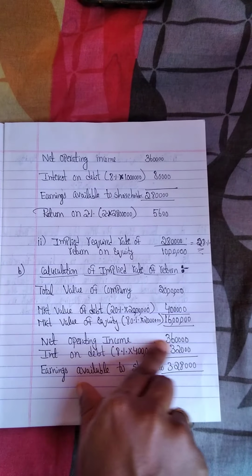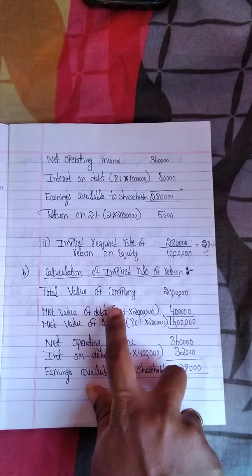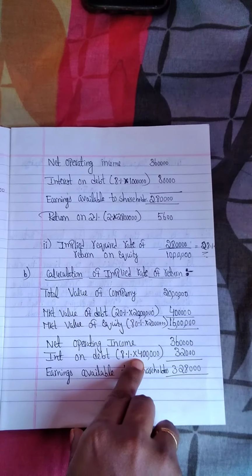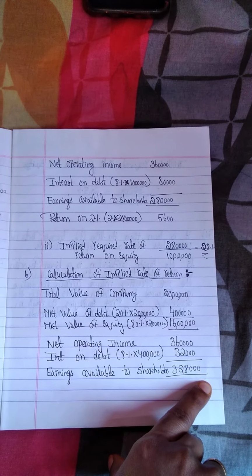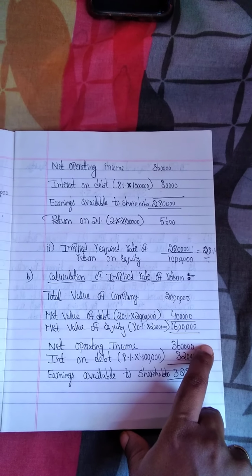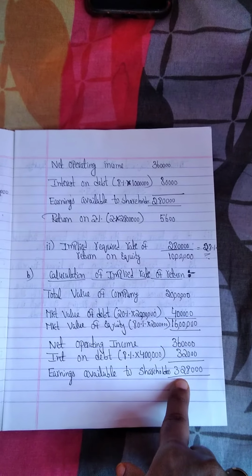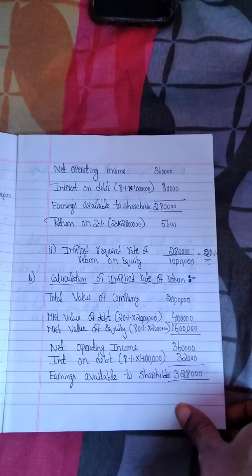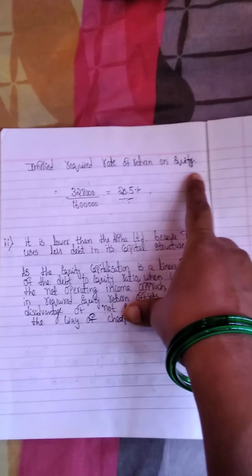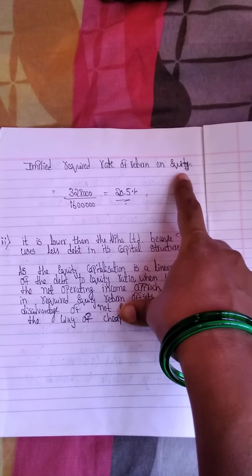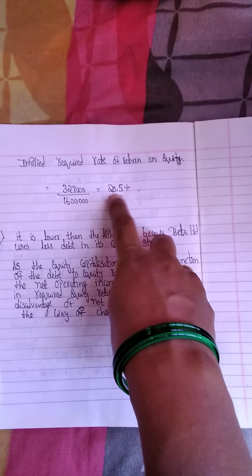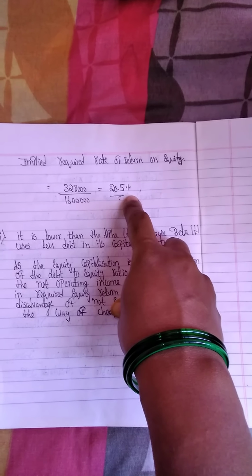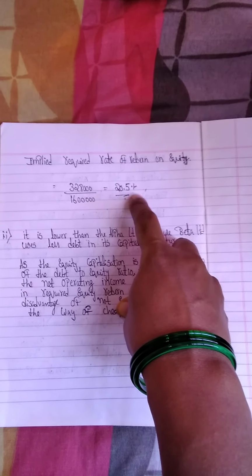So now net operating income is how much? 3,60,000, and 8% on debt, that is 8% of 4 lakh, 32,000 will go. And how much are the earnings available to equity shareholders? That is 3,60,000 minus 32,000. How much will it come to? 3,28,000. So now let's try to calculate the implied required rate of return for equity. Same way, earnings available to the equity shareholders divided by value of equity. So we will get the implied required rate on equity, that is cost of equity, of 20.5%.